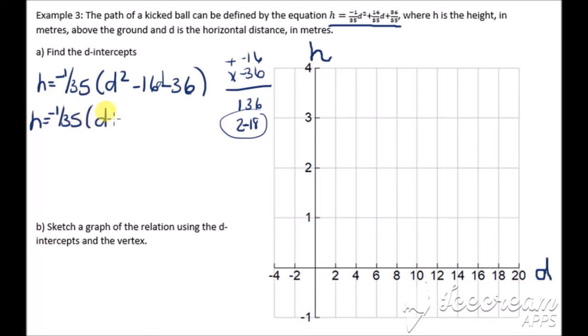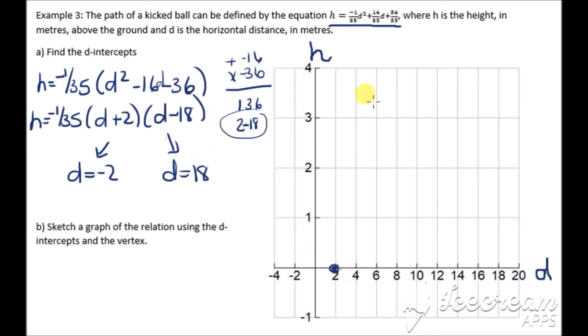Okay, so (d plus 2) and then (d minus 18). Okay, so the d-intercepts are going to be d equals negative 2 and then d equals 18. And because there's a graph provided, I'm going to assume that we're going to graph it.